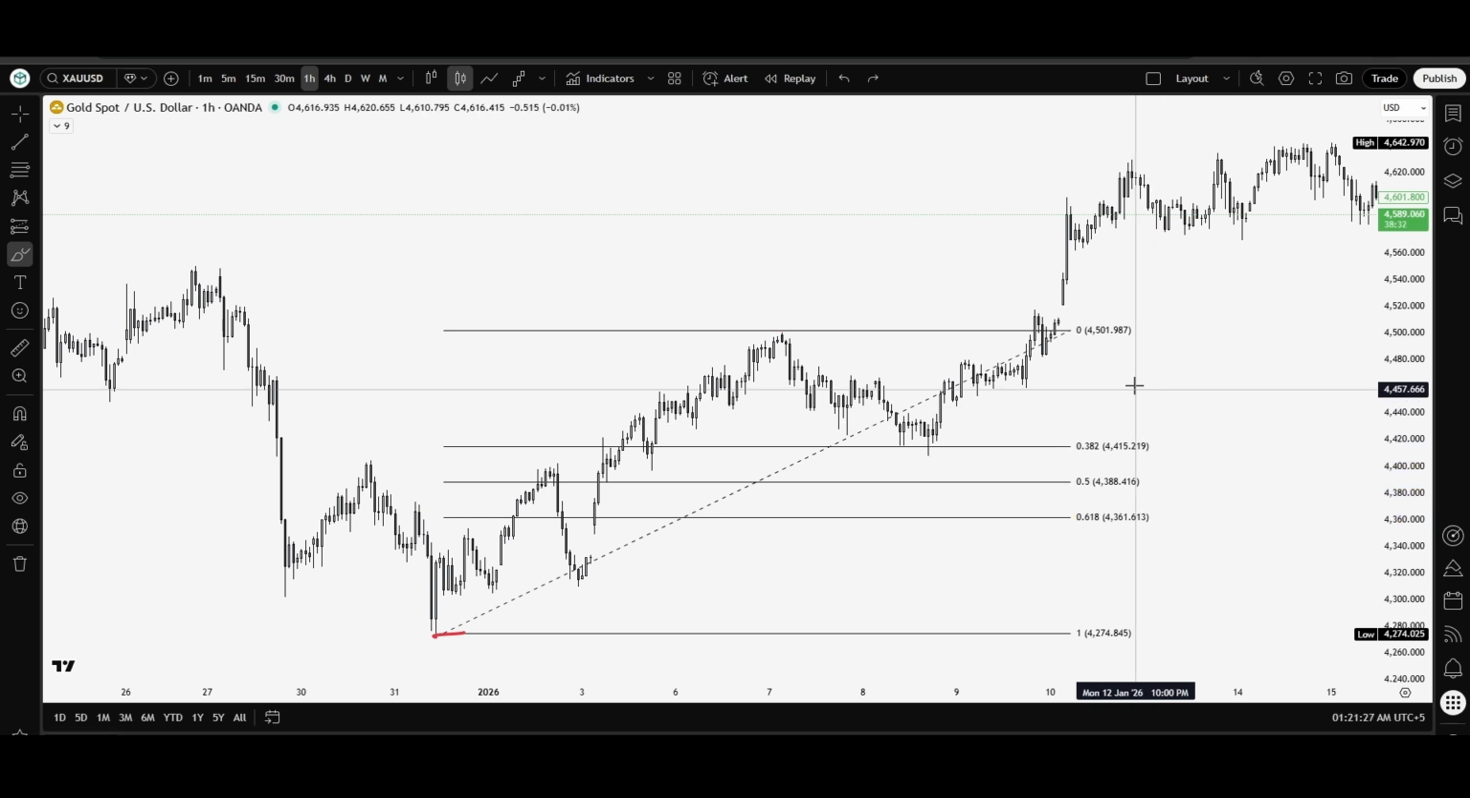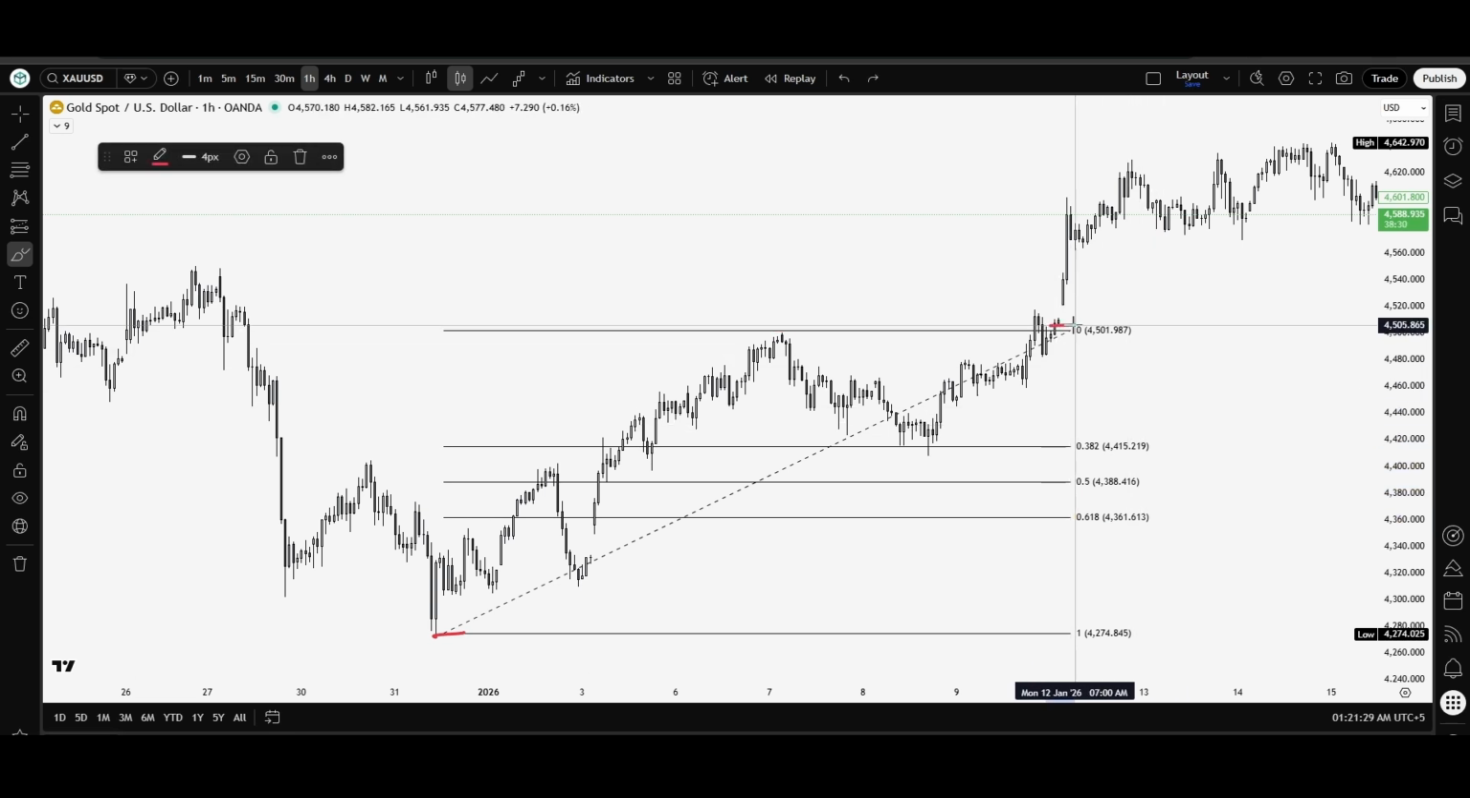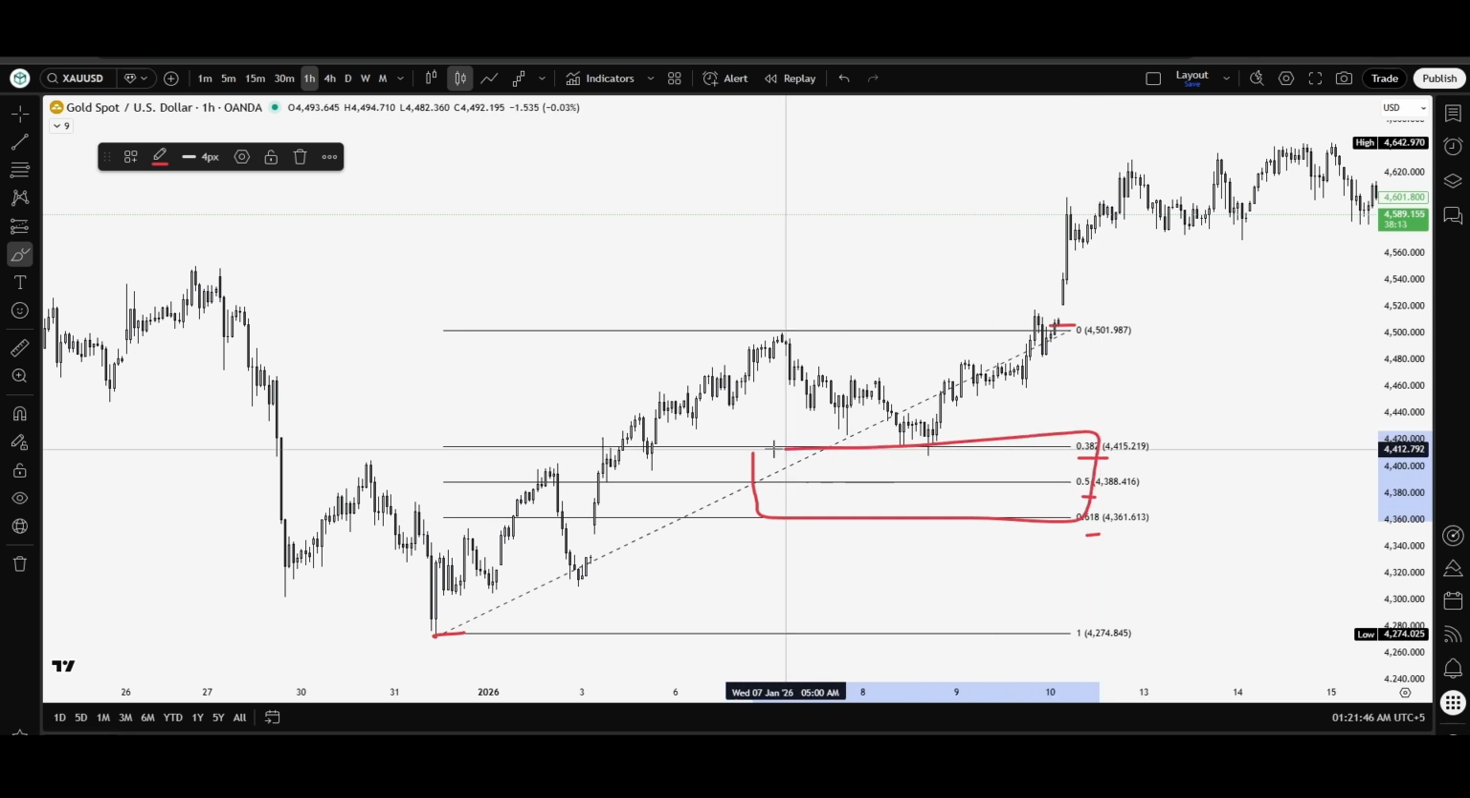What I've seen in my career is that people like to use only one of these numbers, maybe 61% is their favorite number, maybe 50% is their favorite. But what I like to use is this range. Some people only mark a range between 61 and 50% because it is known as the golden range, but I also like to include the 38%.